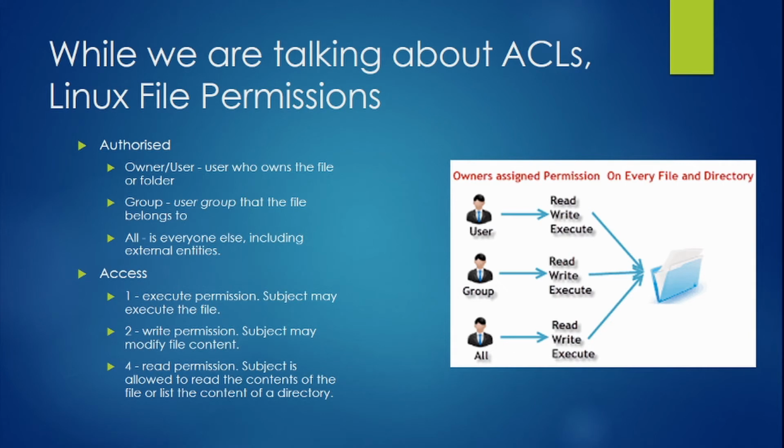Now, the first level of authorized entity is an individual, the owner of the file. The second is the group that has access to it, and this can include the user that created it, but also can include multiple other users. And the two don't necessarily need to be related. And then finally, there's the base permission that everybody else gets access to, including external entities to the system.